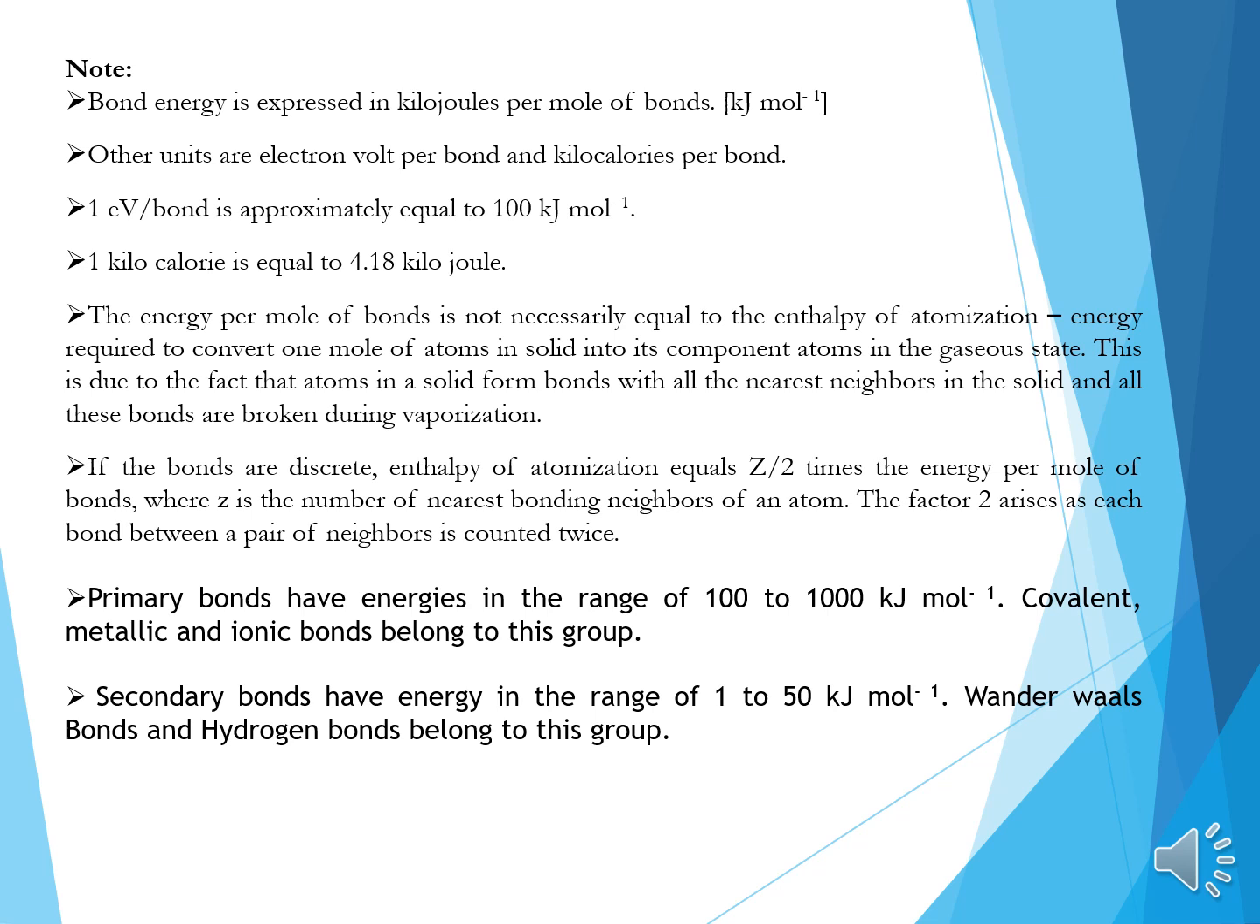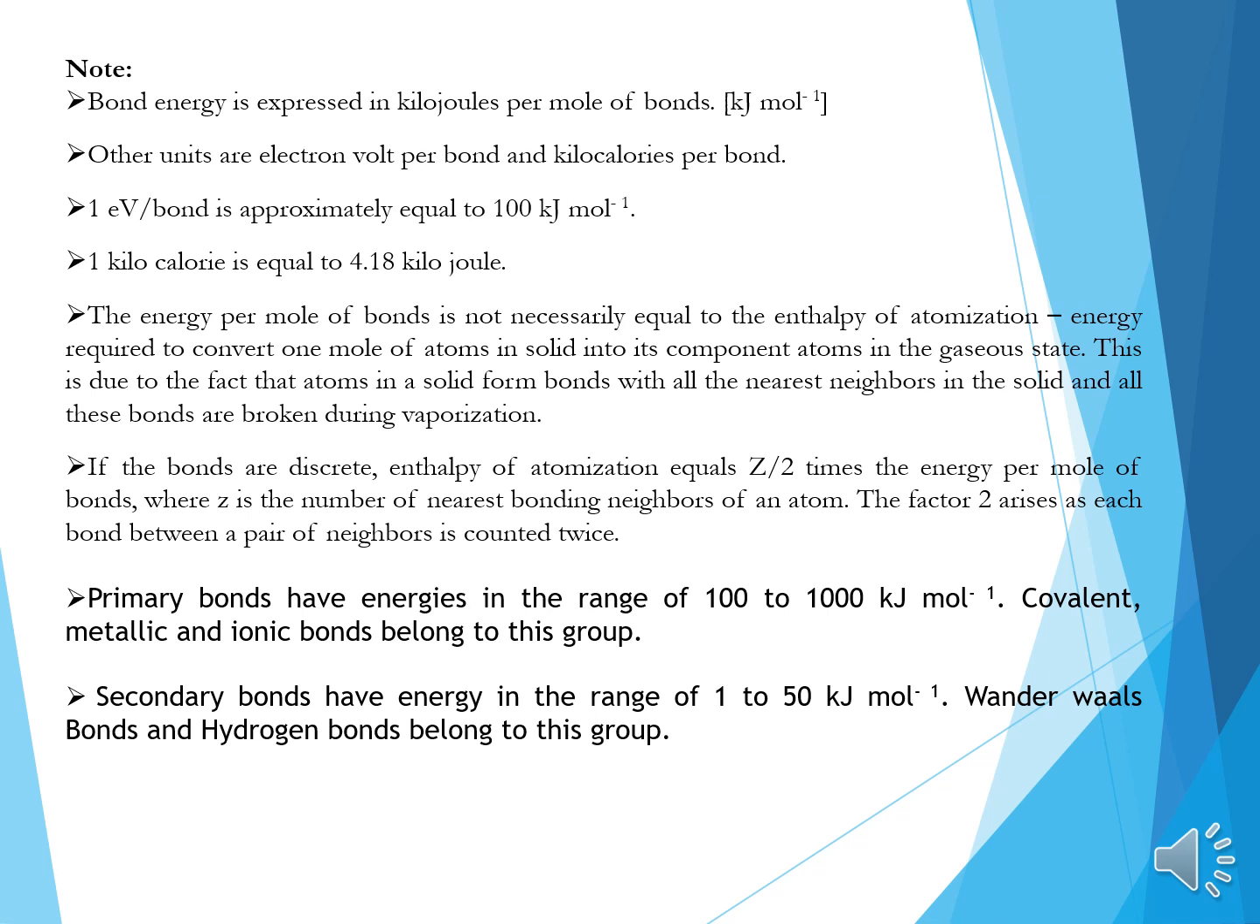Otherwise, bond energy is generally expressed in electron volt per bond and kilocalories per bond. It is to be noted that 1 electron volt per bond is approximately equal to 100 kilojoules per mole. 1 kilocalorie is equal to 4.18 kilojoule. The energy per mole of bonds is not necessarily equal to the enthalpy of atomization.